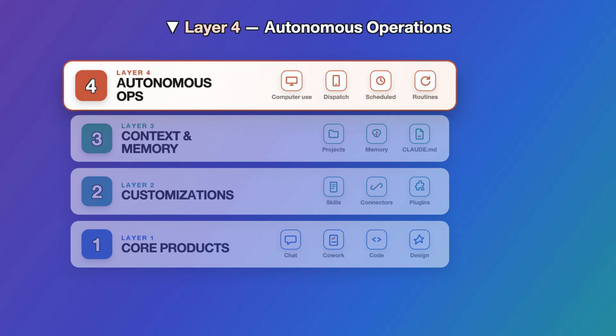4. Autonomous operations. This is the shift from AI as an assistant to AI as an independent operator. Features that genuinely run on their own. Let's take these one at a time, because this is where it gets wild.